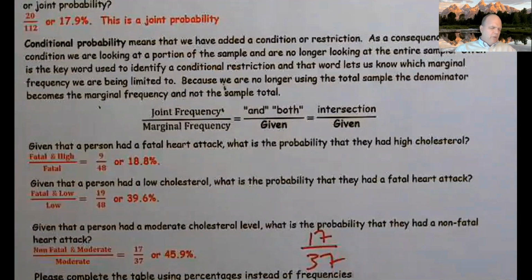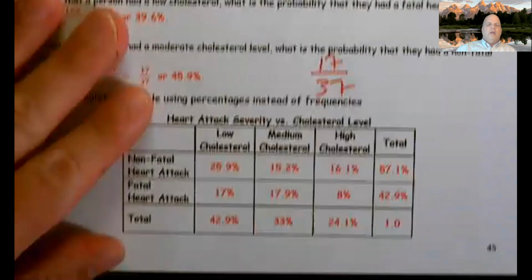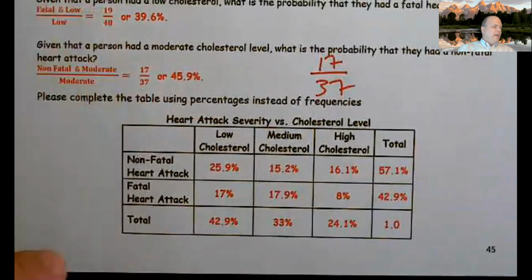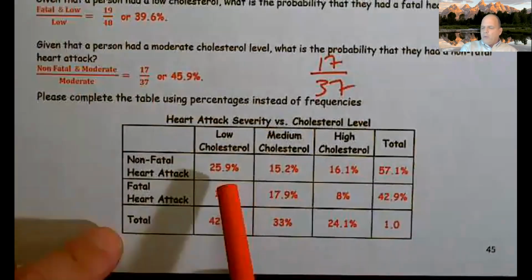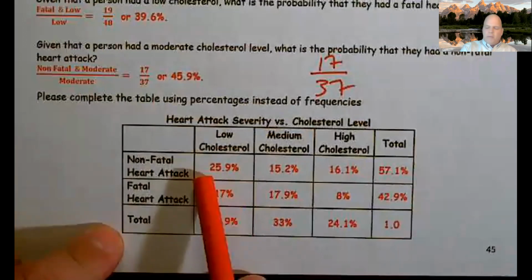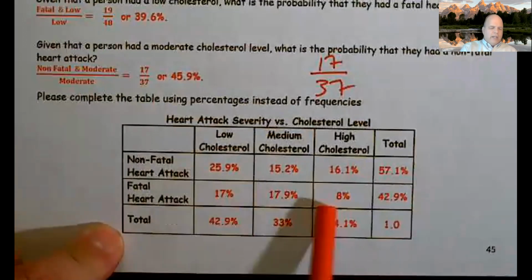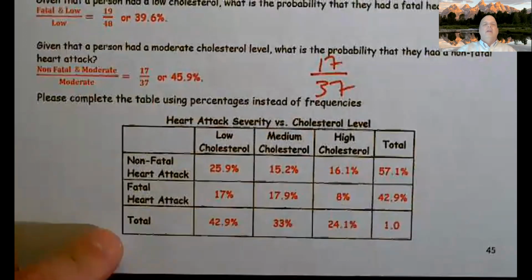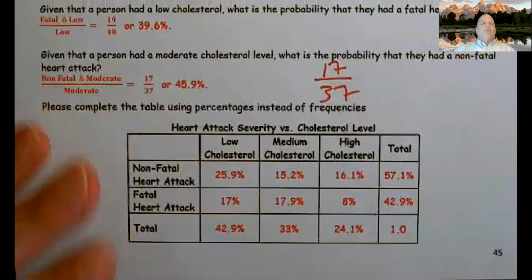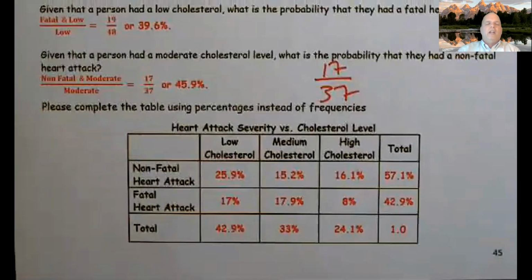Please complete the table using percentages instead of frequencies. All I did was divide every single table value by 112. So we had 29 here, 29 divided by 112. This was 9, 9 divided by 112. Please remember, given is always in the denominator, and we are looking for an intersection in the numerator, the intersection of the two variables.